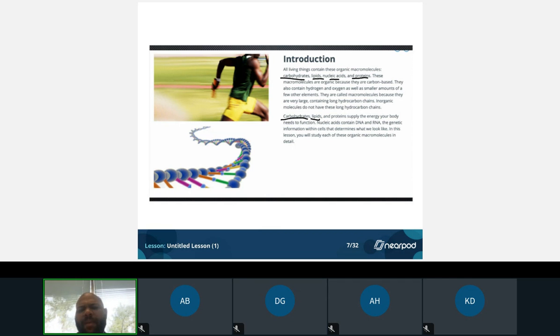Our third macromolecule are proteins, and proteins help build the structures that make up each and every one of us.